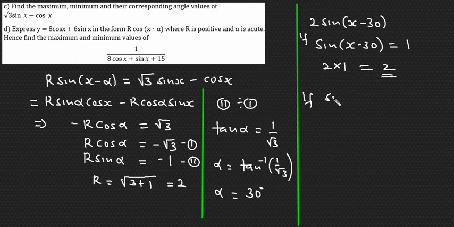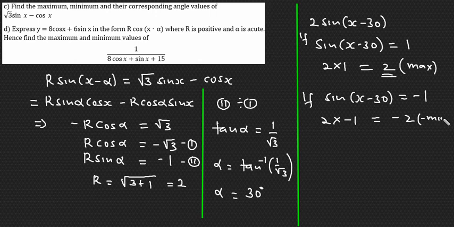Now if sine of x minus 30 is equal to negative 1, we'll be having 2 times negative 1, which is negative 2. So the two values are 2, the maximum, and -2, the minimum. So the corresponding angle for the maximum value, we shall get it from here.